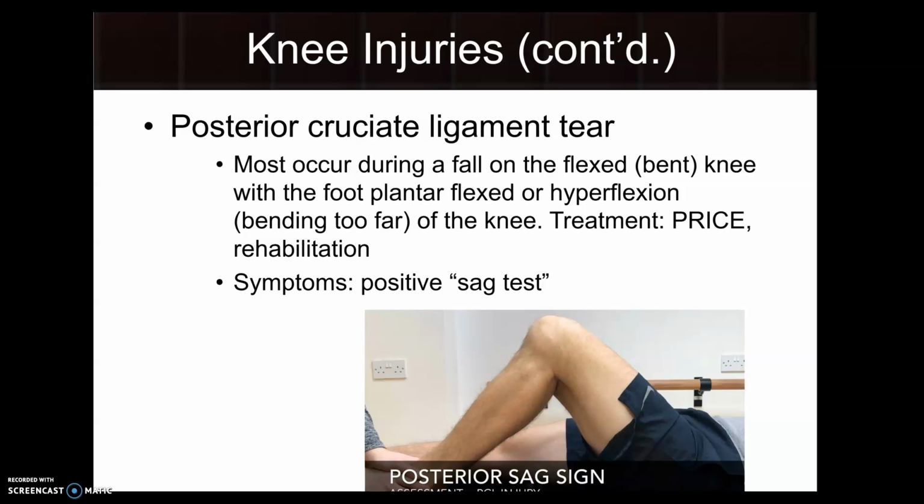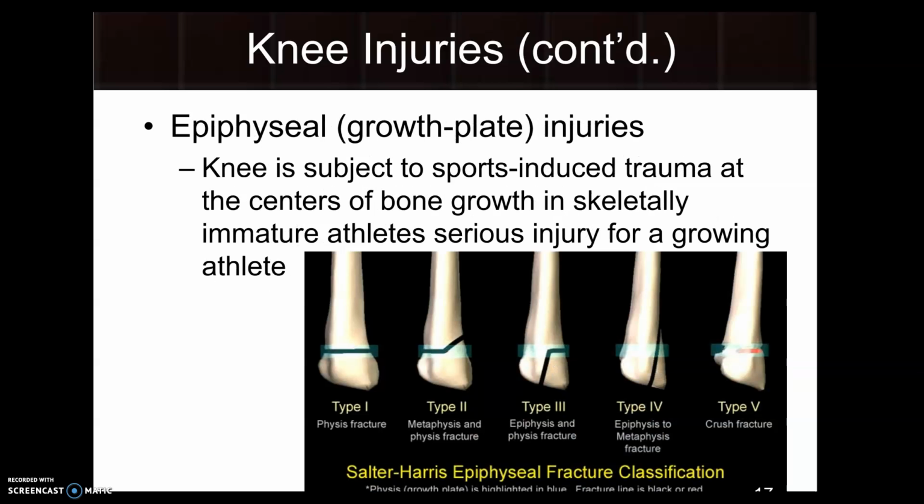This is a clear-cut case of PCL injury. The symptom is a sag test. So here you can see the tibia, instead of being in line with the knee, it actually sags way down, and so the head of the distal end of the femur is way out in front of where a normal leg should be. So this is a positive sign that the posterior cruciate ligament has been torn. The posterior cruciate ligament stops the tibia from moving posteriorly. So without it, that is what you'll see, that posterior sag sign.